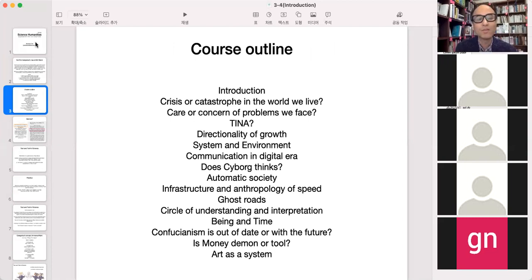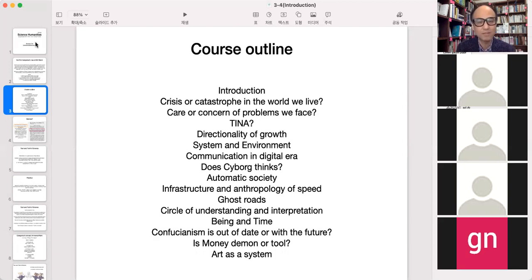So to this week and the first week of the class, I would like to introduce my class with the title of Science and Humanities. And this is the second introduction once again. And next week, the second week of the class, we are going to be on the topic of a crisis and a catastrophe in the world we live in.